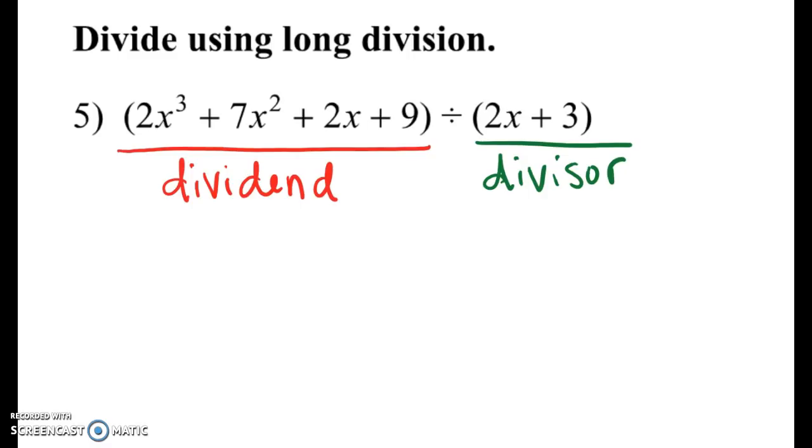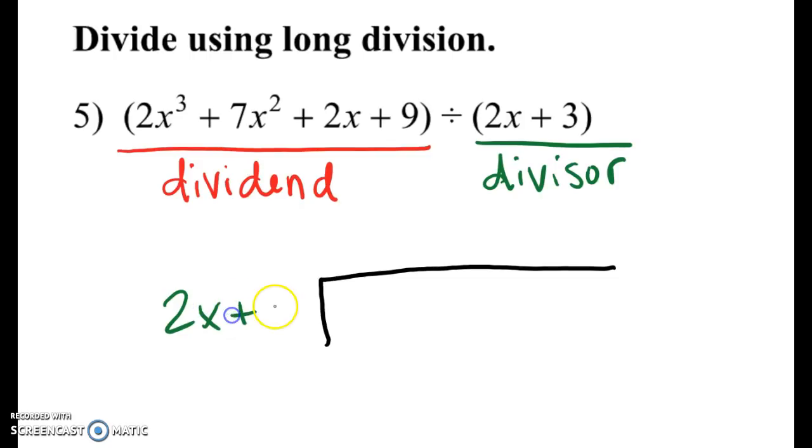So just like when we do long division with numbers, what we are dividing by is going to go on the outside. So our divisor is going to go out here. And our dividend, what we are dividing into, is going to go into the division sign.